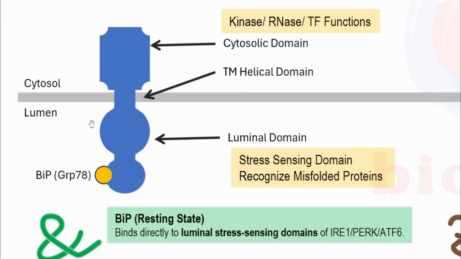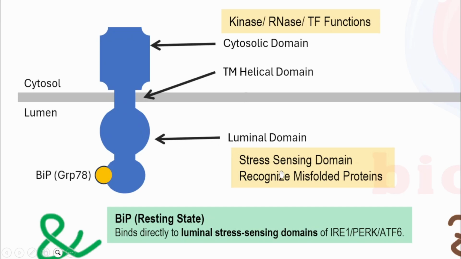Now this sensor protein has three domains. The first domain is the cytosolic domain. The cytosolic domain has kinase activity, mostly serine threonine kinase. It has RNase activity. It also has the activity to act as a transcription factor and perform its function as well. We have the transmembrane helical domain, which is present in alpha helix form in this membrane, and we have the luminal domain.